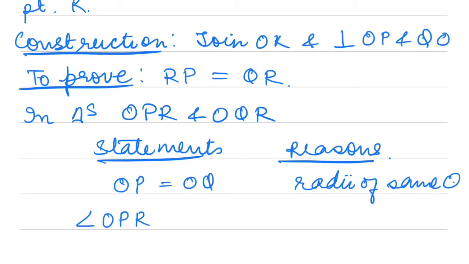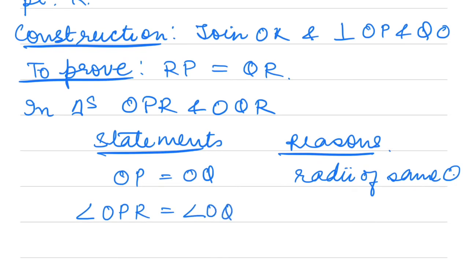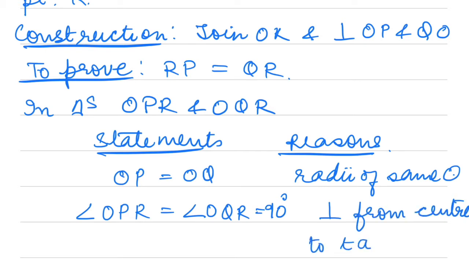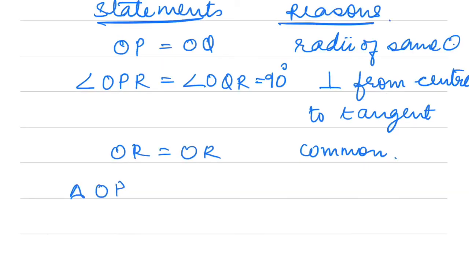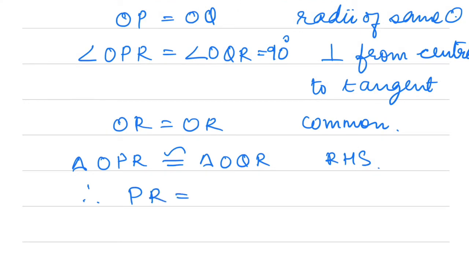angle OPR is equal to OQR is equal to 90 degrees. So perpendicular from center to tangent. OR is equal to OR. So that is common. Triangle OPR is congruent to triangle OQR by RHS property. So therefore PR is equal to QR by CPCT. So hence proved.